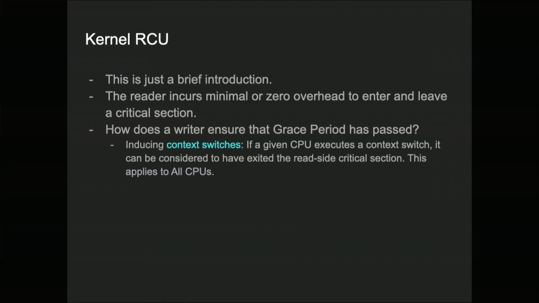First, let's look at how kernel RCU works. Readers have minimal overhead because they only turn interrupts on and off to avoid being paused during critical sections. How can a writer detect a grace period with interrupts? In a nutshell, context switches are key. If a CPU core performs a context switch, it means the reader has finished its task. So a writer raises an interrupt to all CPUs to ensure this happens.